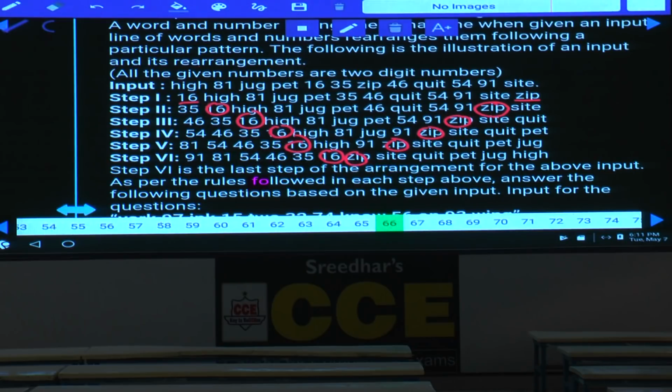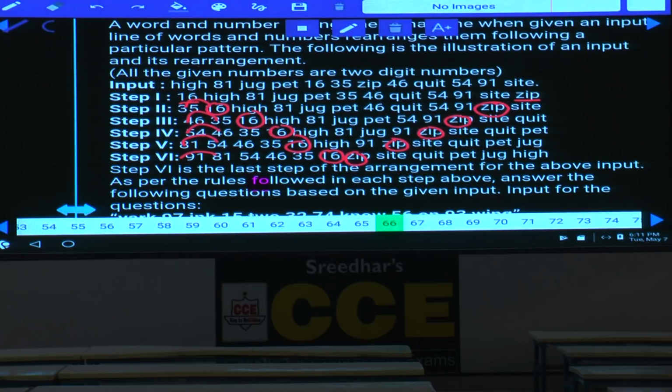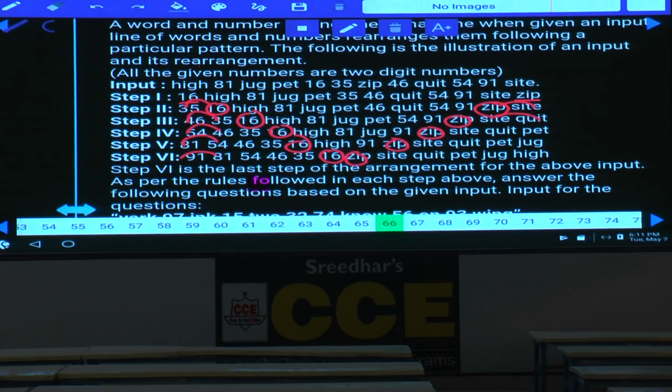Now what is the next number to 16? 35 arranged at the first place. Then the next number to 35, 46, arranged at the first place. And the next number to 46, 54, arranged at the first place, and so on. And similarly here, the previous word to zip is site, previous to site is quit, previous to quit is pet, the previous one is jerk, and the previous one is hug. That means all the numbers are arranged at the first place and the words are arranged at the last place. Further, the words shifted to the left-hand side and the numbers shifted to the right-hand side. Done with this? Now these 5 questions are based on the same logic.